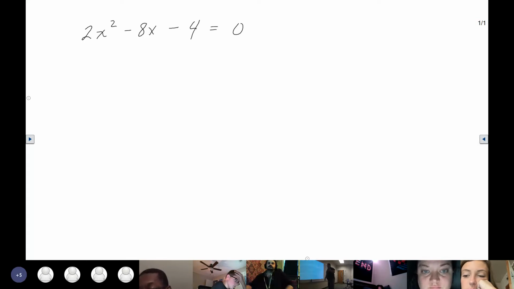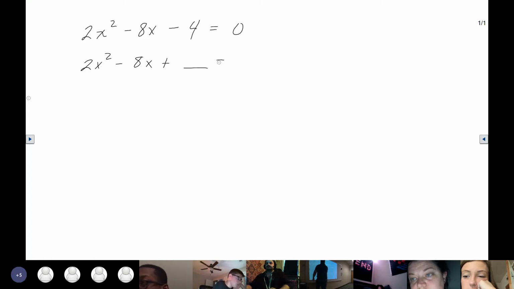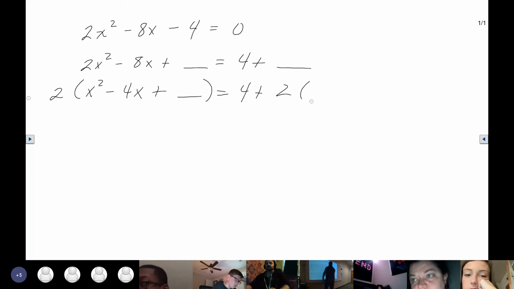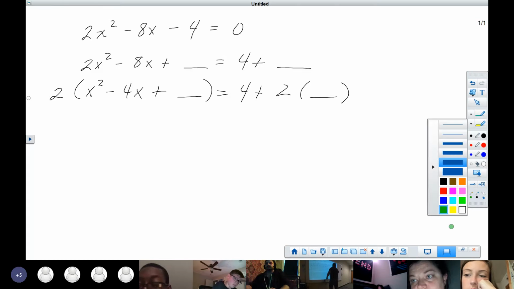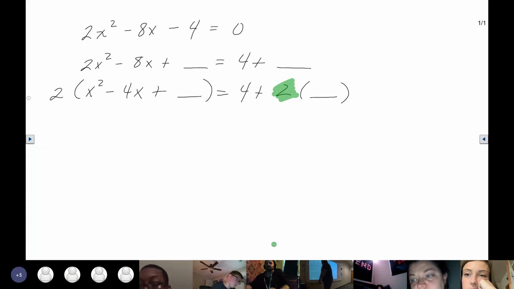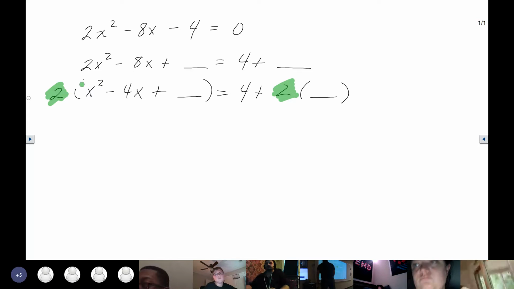Let's see, today's Wednesday. Monday, we ended class with a negative 2x. This is a positive 2x. So we're going to factor, we're going to move 4: 2x squared minus 8x plus blank is equal to 4 plus blank. Factor out a 2. And I take my highlighters out, and I highlight that 2 right there because to remind you, whatever you factor out, you have to multiply by that right side blank.